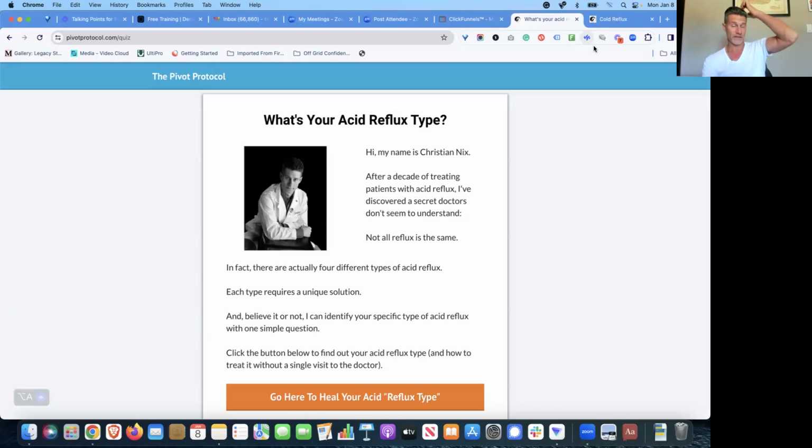This was the first thing I did, and I had a mentor who helped me with this. And so I don't take 100% credit here, but it doesn't matter. I'm going to show you the process that I went through to create an info product. This is for people suffering with, as you see, acid reflux.